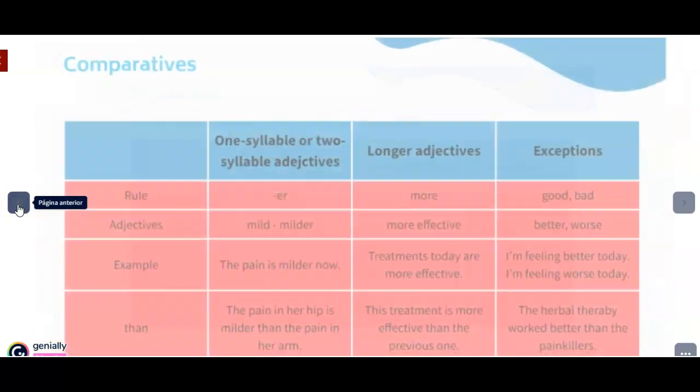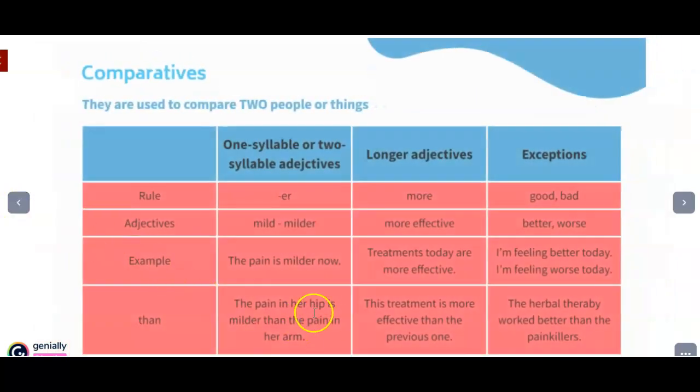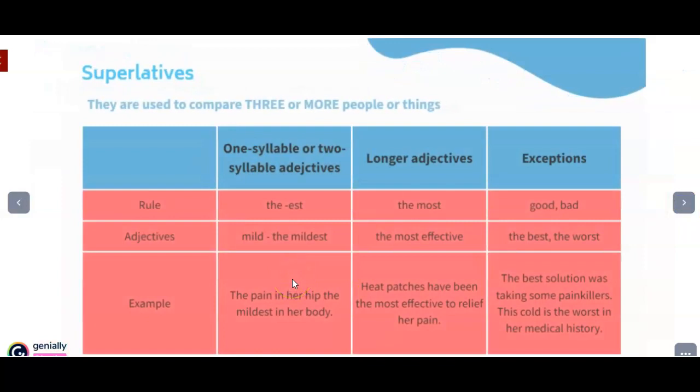If you remember, in our previous example, we were saying that the pain in her hip is milder than the pain in her arm. But we are mentioning that she has more pains, and consequently, the pain in her hip is the mildest in her body. Okay?